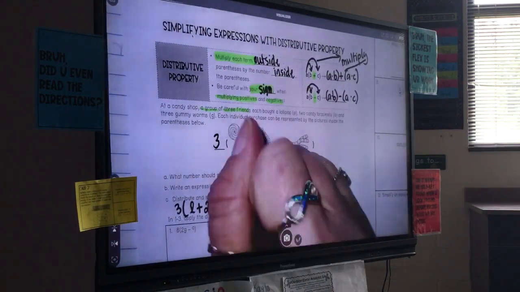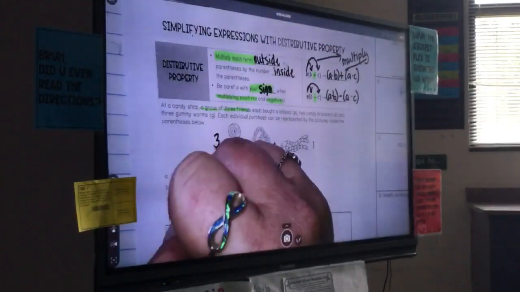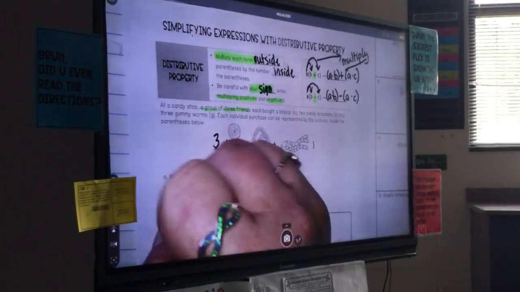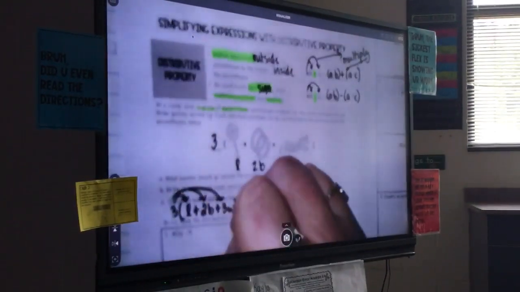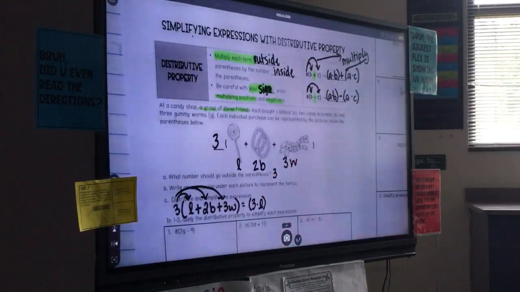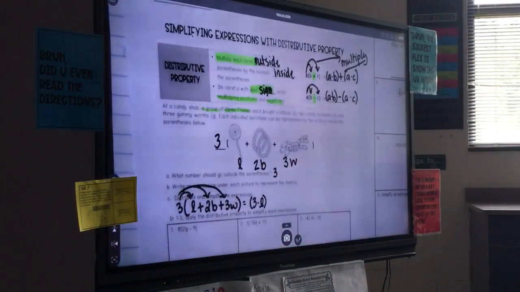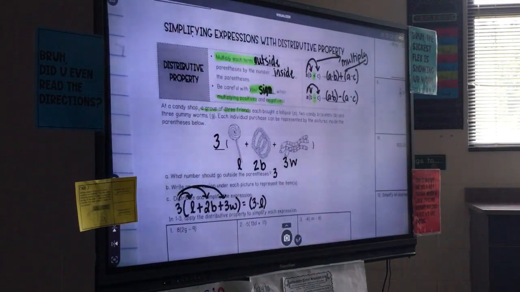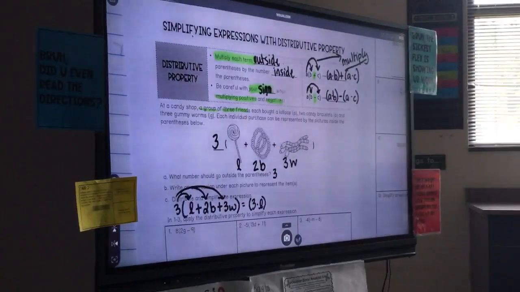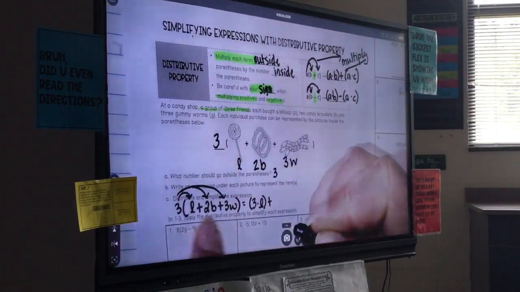All right, so I'm going to distribute this 3 into each one of these. So this becomes 3 times L. Am I adding or subtracting? Adding. I'm adding because there's only plus signs right here.